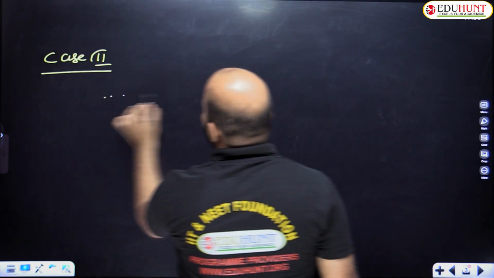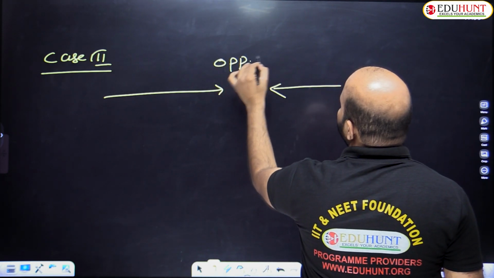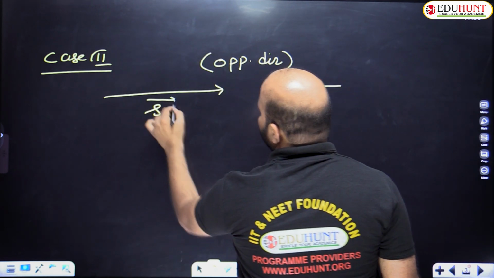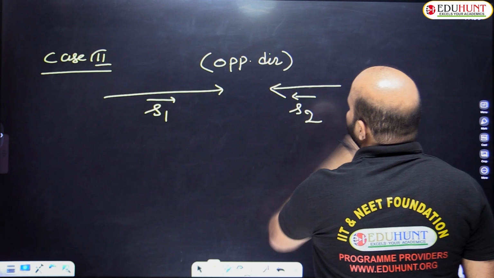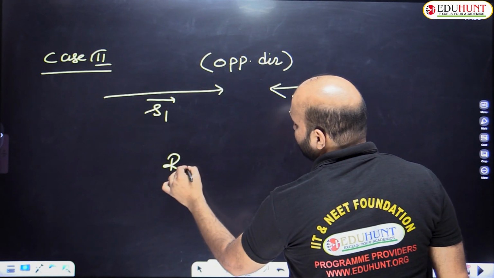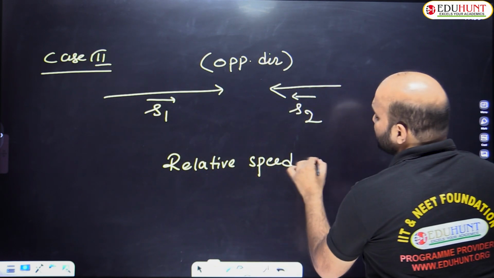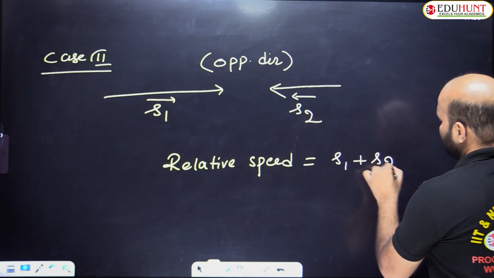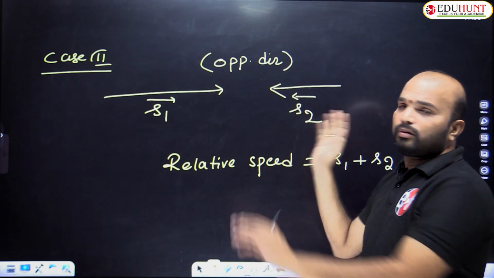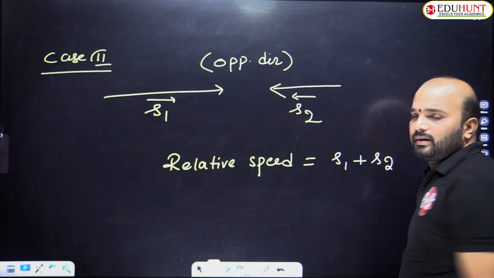Case 3. Two trains are moving in opposite directions with speeds S1 and S2. Then the relative speed, one speed compared with another speed in the opposite direction, equals the sum of their speeds, nothing but S1 plus S2. That is the relative speed. What is relative speed? One speed compared with another speed. Not only trains, any two objects moving in opposite directions, the sum of their speeds is the relative speed. That is case 3.